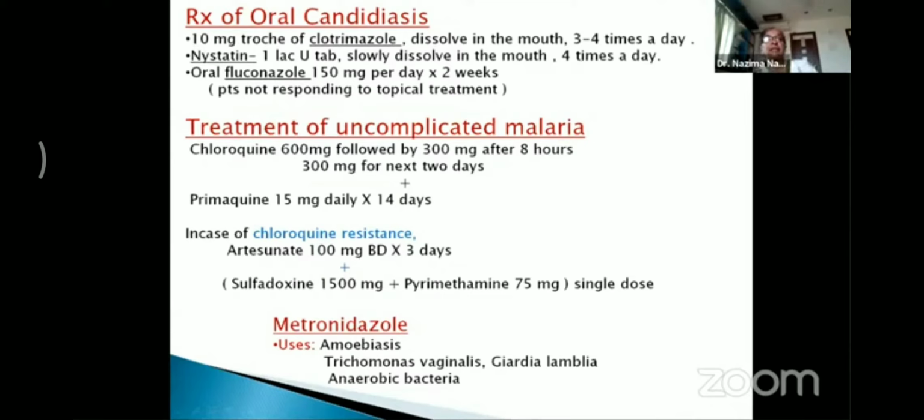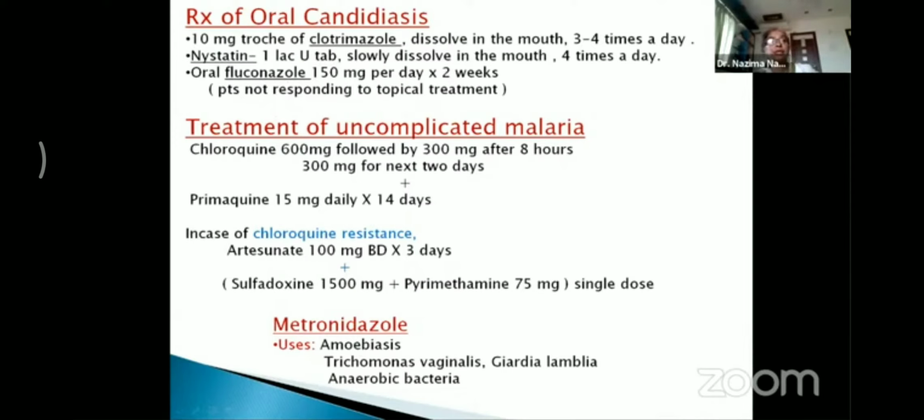Now, in case the infection does not subside with this topical treatment, we generally use systemic therapy with fluconazole, which is given orally in the dosage of 150 milligrams per day for a period of 2 weeks. So fluconazole is generally given to patients who are not responding to the topical treatment. So that's it about the treatment of oral candidiasis.